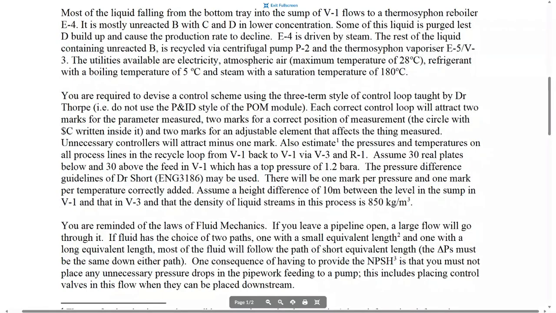Utilities available are shown here. Electricity, atmospheric air whose maximum temperature is 28 degrees Celsius, or refrigerant with a boiling temperature of 5 degrees Celsius, and finally a steam with a saturation temperature of 180 degrees Celsius.